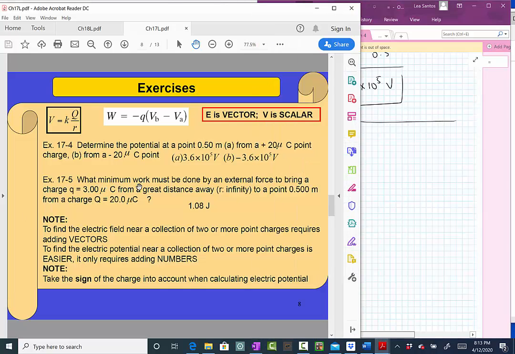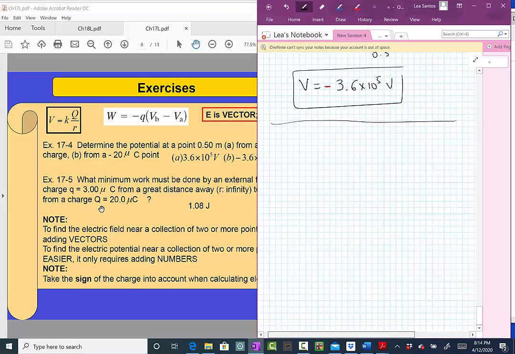What minimum work must be done by an external force to bring a charge of this magnitude from a great distance away to a certain point, 0.5 meters, from a charge Q? Okay, so what is the scenario here in this problem?